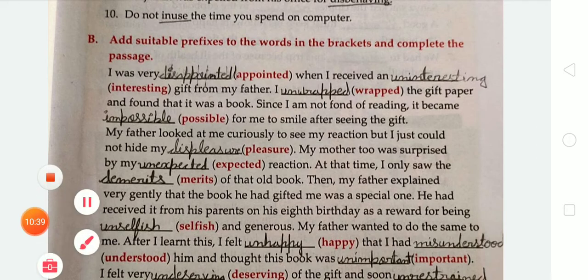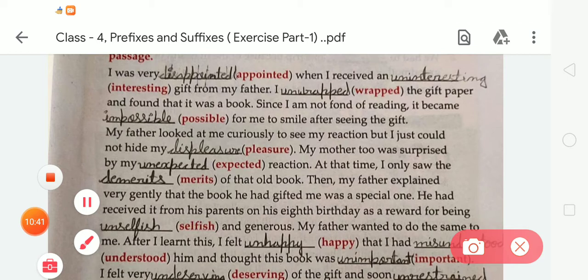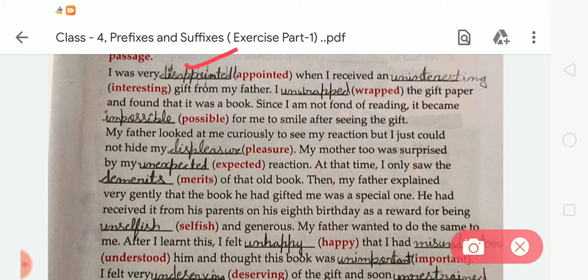Okay, so first is I was very, so here the word is appointed, so we have to use the prefix dis, so it will be disappointed. So we have to write I was very disappointed when I received, and the given word in brackets is interesting, so it will be uninteresting. Okay, the first is disappointed and the second one is uninteresting.